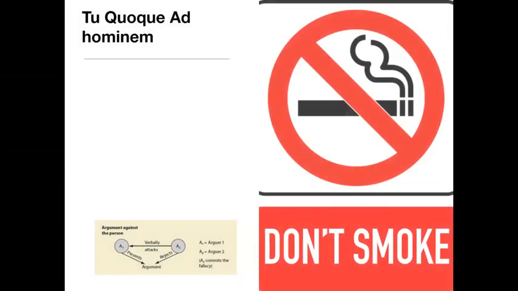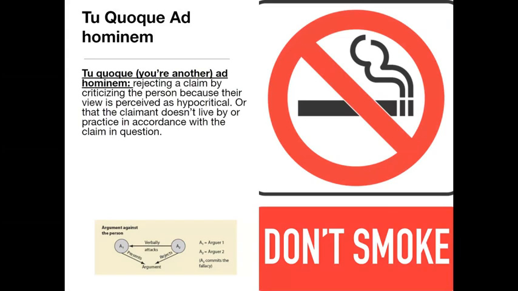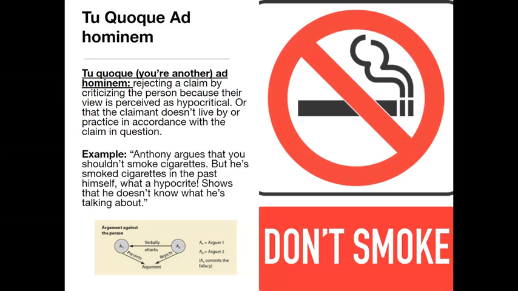Okay, here's one of the more common fallacies as well, called the tu quoque, which is Latin for "you too." Sometimes it might just be easier to refer to this as the hypocrite fallacy. This is when we reject a claim by criticizing the person because their view is perceived as hypocritical, or that the claimant doesn't live by or practice in accordance with the claim in question. Very, very common.